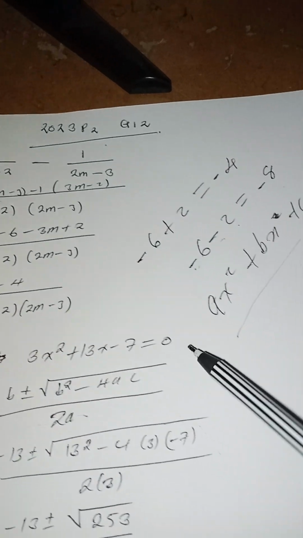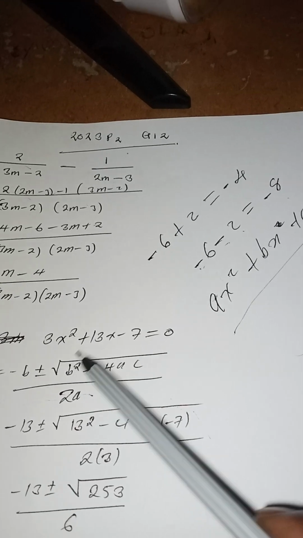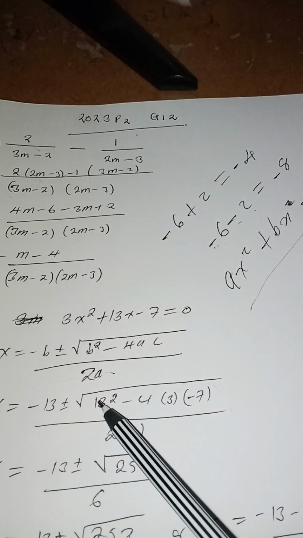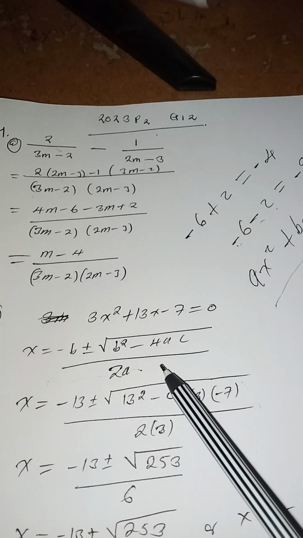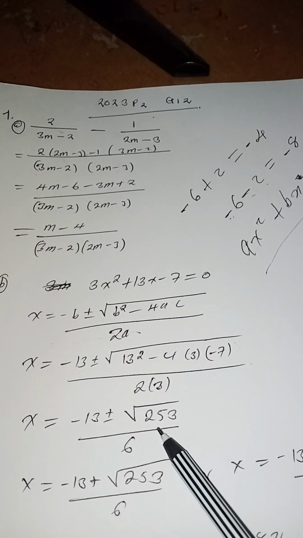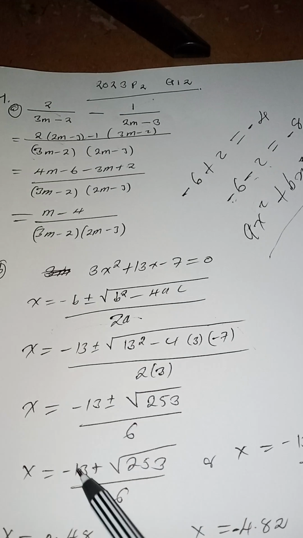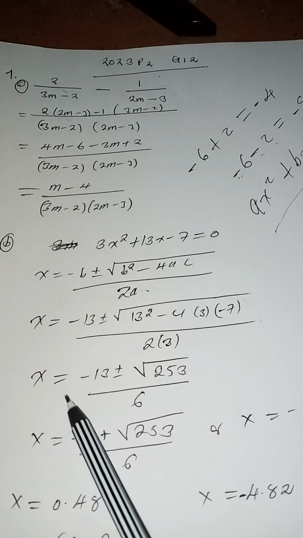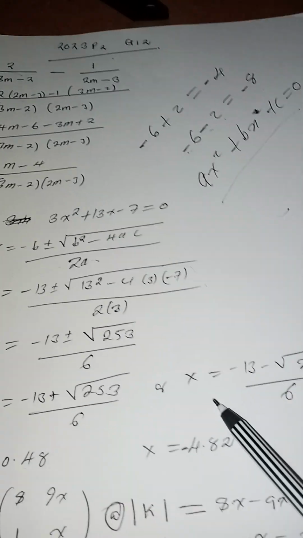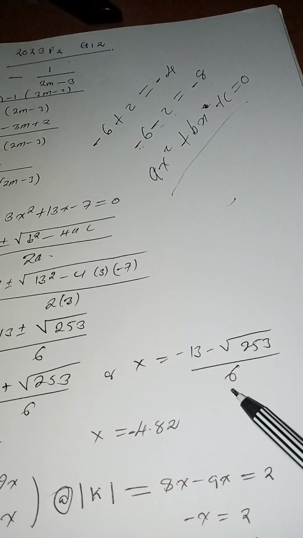So now comparing this to the standard one, I notice that the term in x squared, my a, in this case is 3, my b is 13, and my c, which is a constant, is negative 7. So I'll go ahead and substitute my b, my c, and my a. Then I have this. Upon computing what is inside there, you are going to have 253. Now here, you need to have positive or negative, like the formula is saying. So I'll split them. x is equal to negative 13 plus the square root of 253 divided by 6, or x is equal to negative 13 minus the square root of 253 divided by 6.